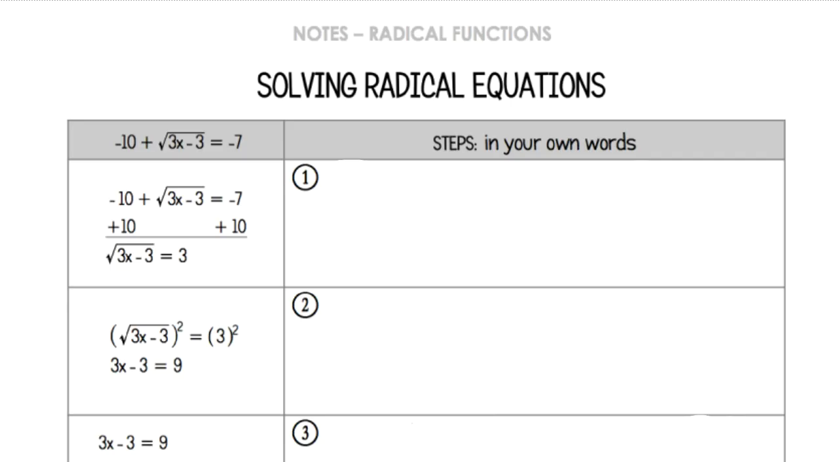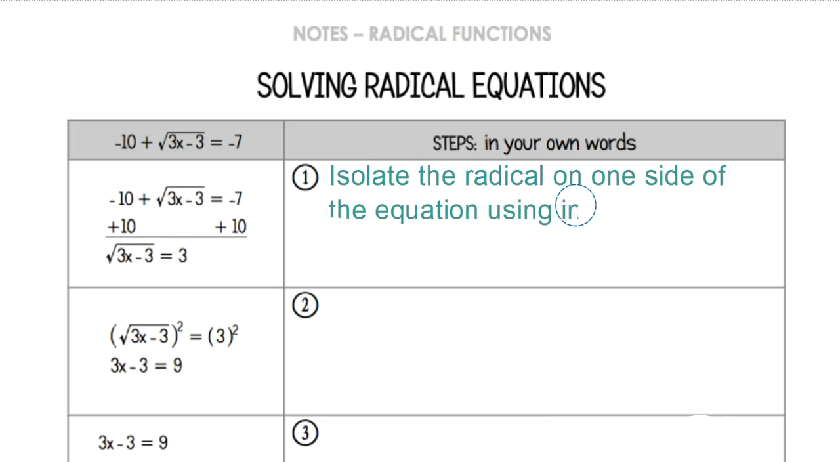So in our solving process here, when we have a radical that we're trying to solve for, we have three main steps that we're going to do, and then we always want to check our answers at the end. So in this one, you can see our original equation there, negative 10 plus the square root of 3x minus 3 equals negative 7. So the first thing that we're always going to do before we can solve this is we are going to isolate the radical on one side of the equation.